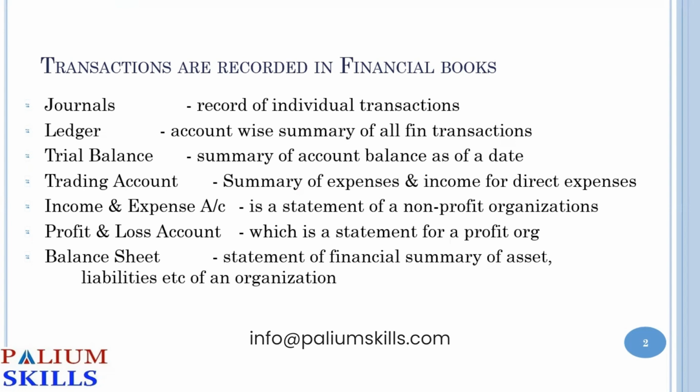So what are some of the books that we maintain on the finance side? First and foremost is journals. Journals is a record of individual transactions, like whether you're buying or selling. Everything is recorded in journals. Ledger is an account-wise summary of all financial transactions.